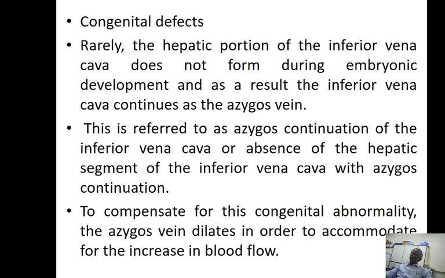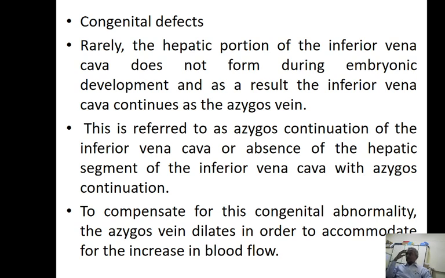Then congenital defects. Rarely, the hepatic portion of the inferior vena cava does not form during embryonic development. As a result, the inferior vena cava continues as the azygos vein. So the inferior vena cava, as it comes up to the thorax, passes through the liver. If this hepatic part is not developed during embryonic life, the inferior vena cava continues as the azygos vein.